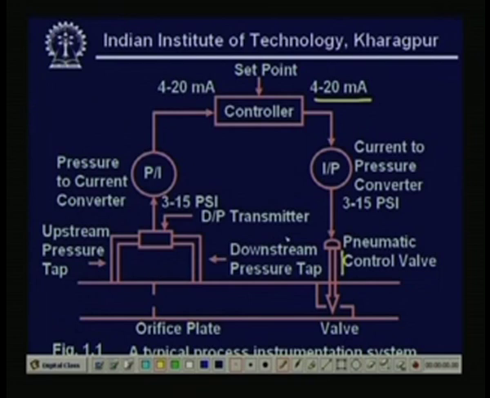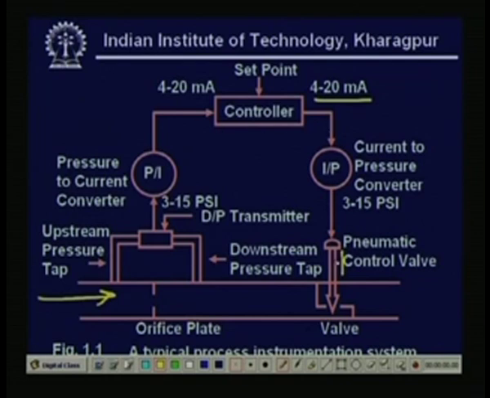So, ultimately, very precisely, if the flow is increased, I will get a signal through this transmitter, which will convert it to the current domain and go to the controller. I have a set point. So, obviously, if the flow has increased, there is an error voltage, and it will come.